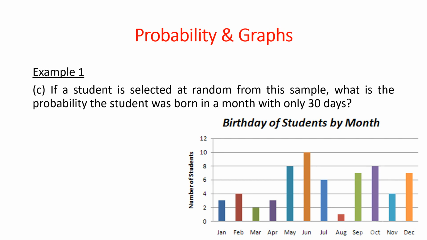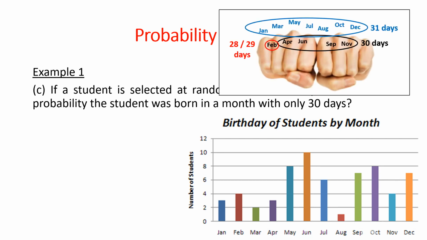Right, part C. If a student is selected at random from the sample, what's the probability the student was born in a month with only 30 days? Oh, here we go again. I always forget that saying of how many days have 30 and 31. So once again, I have to resort to my knuckles, the only way I remember how many days have 30 and how many have 31.